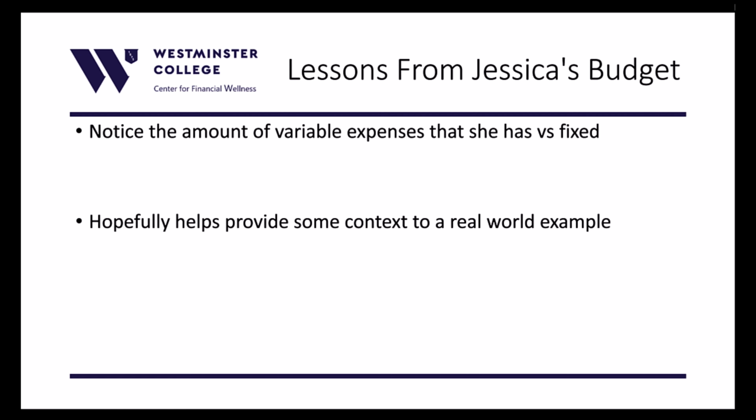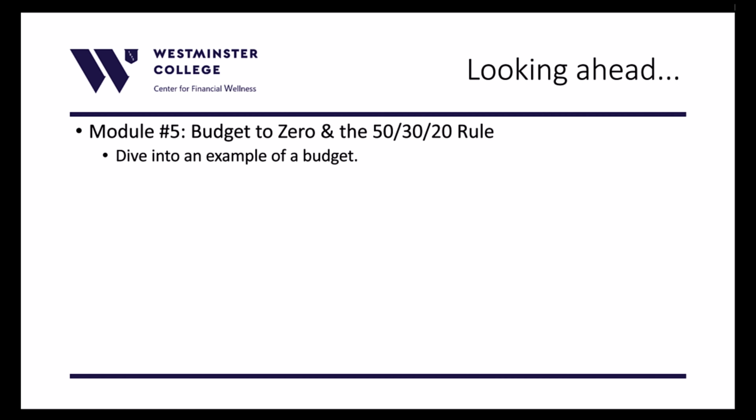Okay, well, that is all we have for this module. Next, we're going to look into budgeting to zero. We're going to talk about saving, and we're going to talk about the 50-30-20 rule.